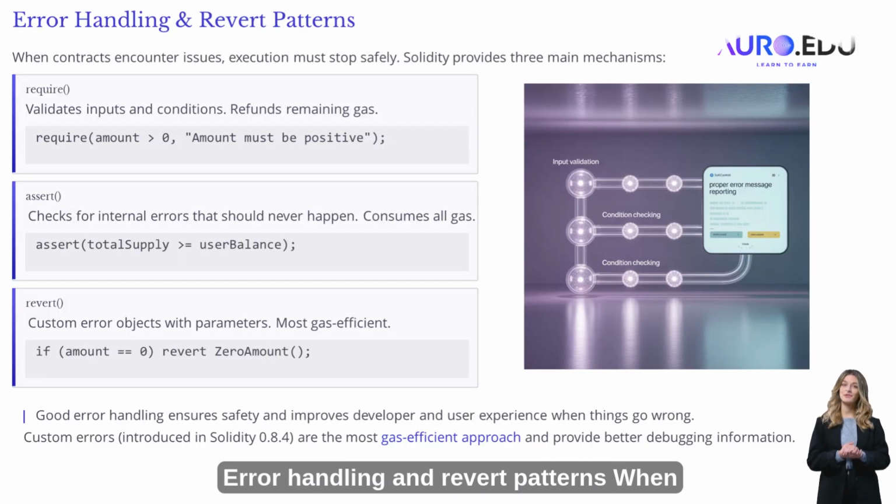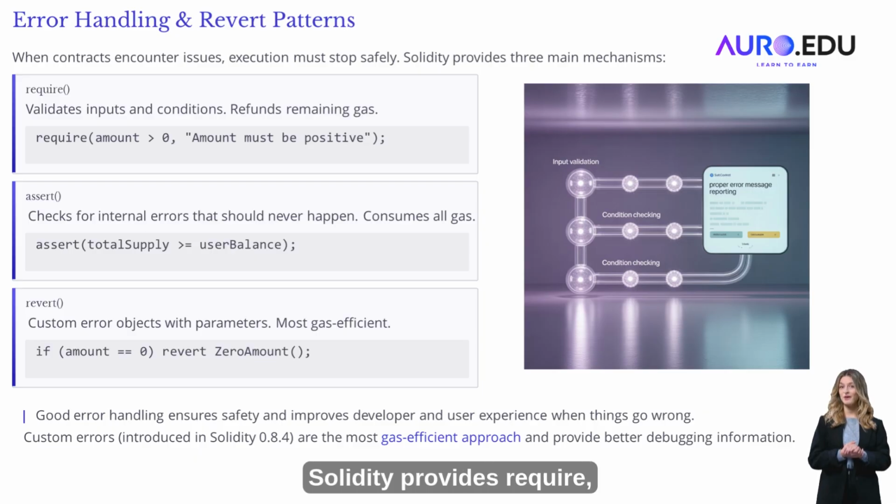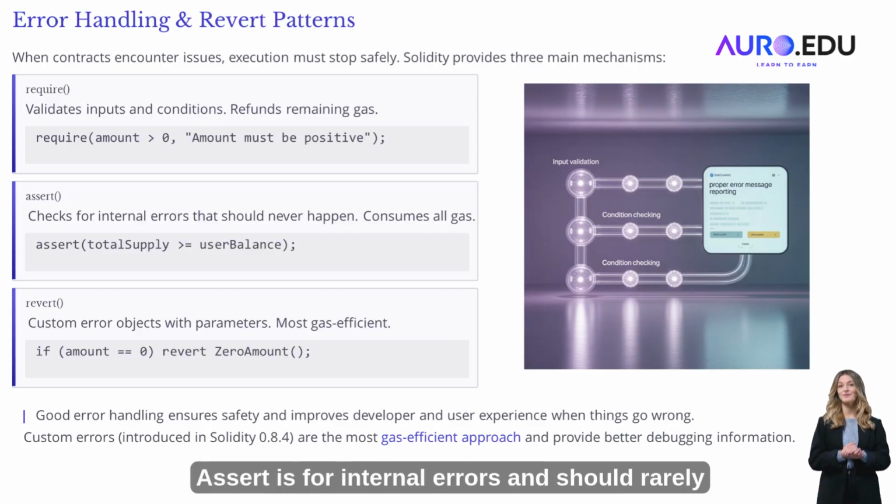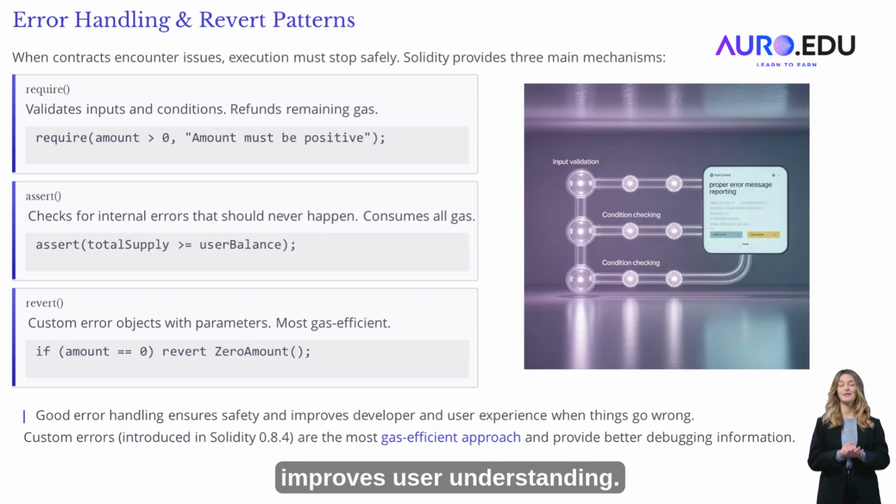Error handling and revert patterns. When contracts fail, execution must stop. Solidity provides require, assert, and revert. Require checks inputs and conditions. Assert is for internal errors and should rarely fail. Revert returns custom error messages for debugging. Good error handling ensures safety and improves user understanding.